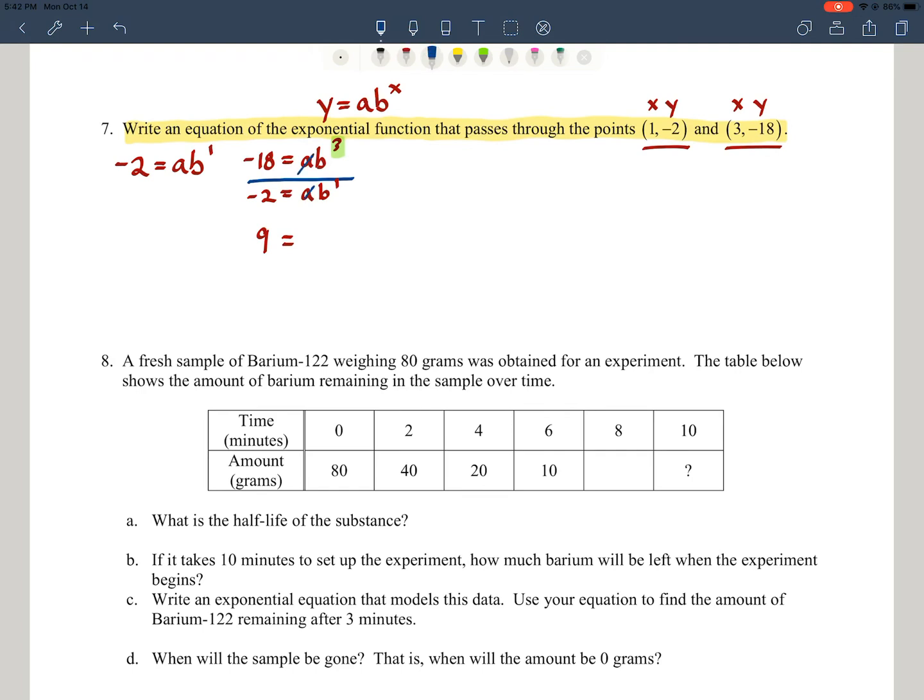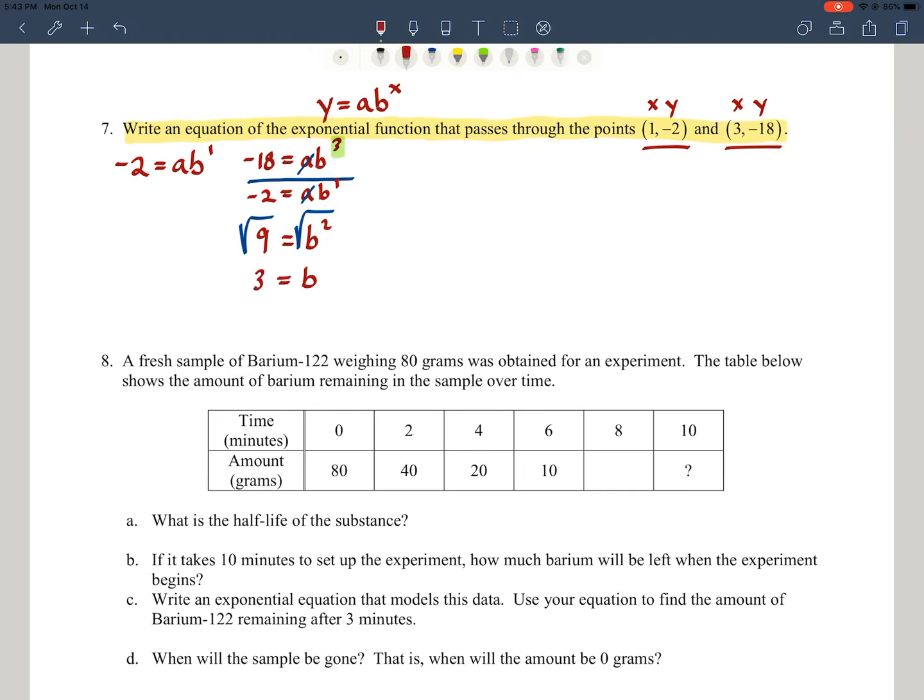Our a divided by a gives us 1, so those cancel out. And then I've got b to the third divided by b to the first, which is going to give me b to the second power. Whoops, I switched colors. Let me flip it back. So b to the second power. Now I just need to finish solving, so we'll take the square root of each side, and now we end up with 3 is equal to b.